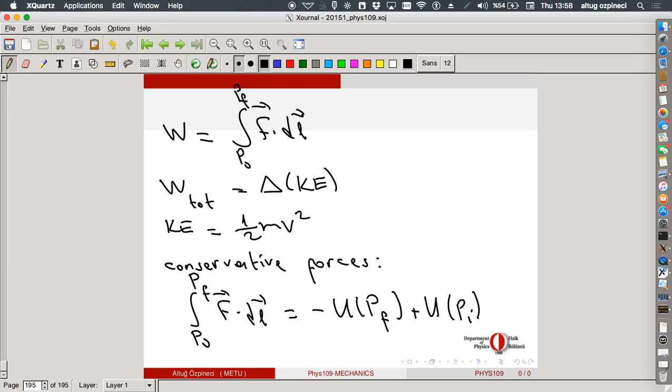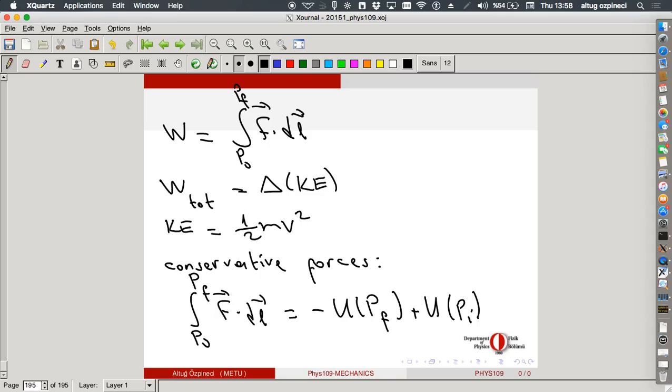Now we have these two trajectories which share the initial point and the final point, but the work done by friction in this case is different. So that's what we call a non-conservative force. We cannot write the work done by friction as such a difference.